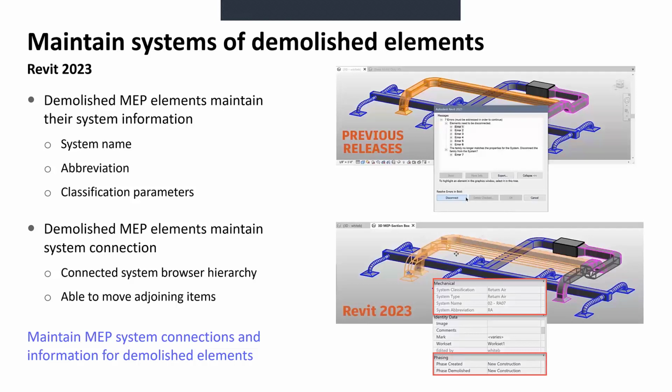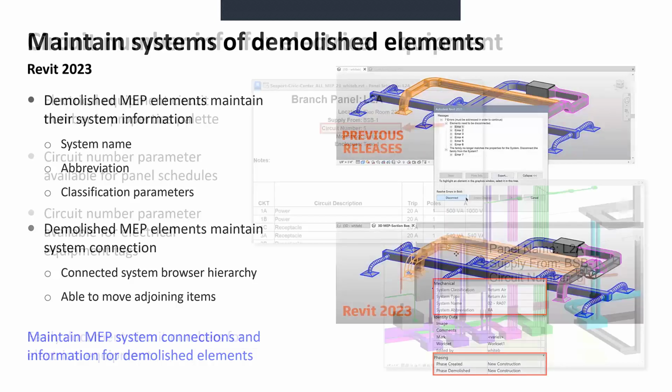Now, everything is maintained: the system name, the abbreviation, your classification parameters. Everything's connected. When you move it, everything moves together, right? Where everything was independent previously. To me, that's a huge improvement for MEP and probably my sole reason to upgrade and start using 2023.